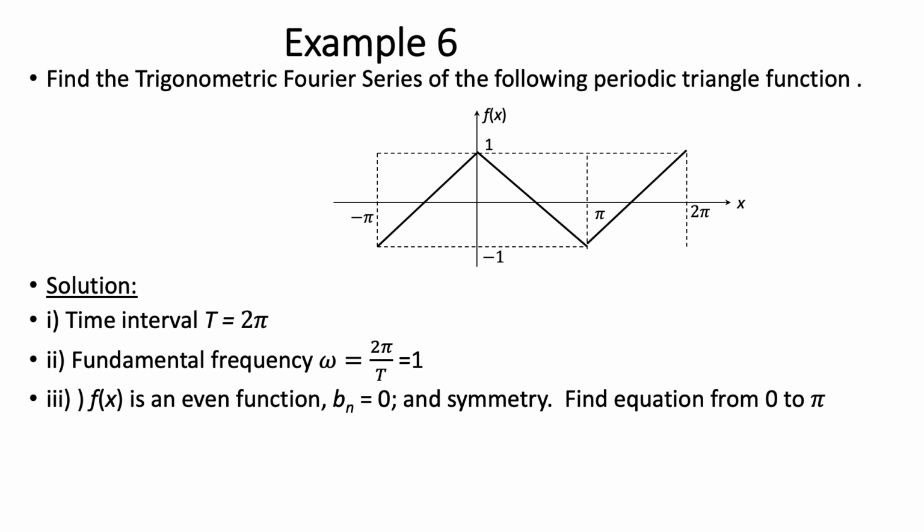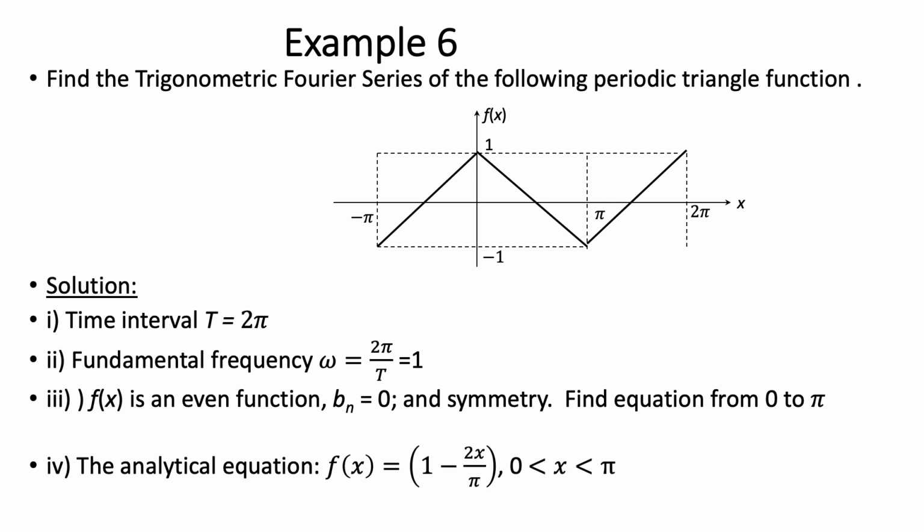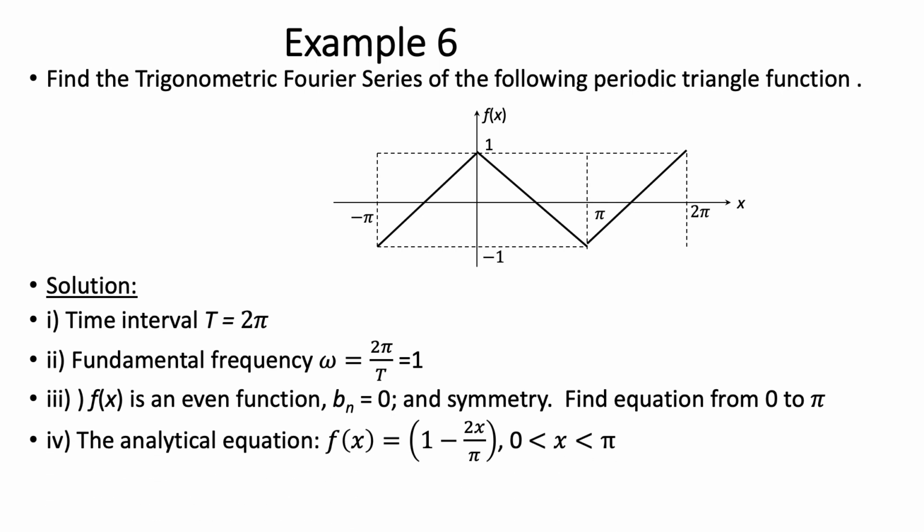We have to find the equation for the signal from 0 to pi. The analytical equation is f(x) equals 1 minus 2x over pi for x from 0 to pi. The periodic equation is f(t) equals f(t plus 2 pi).